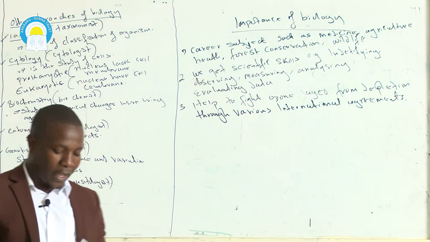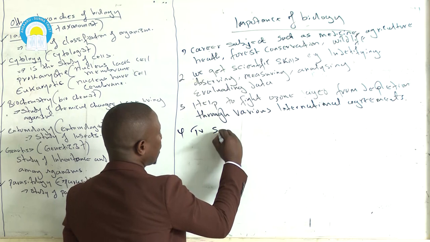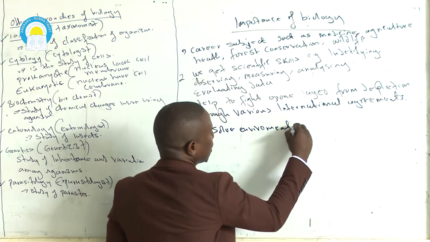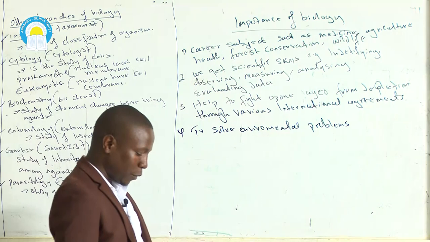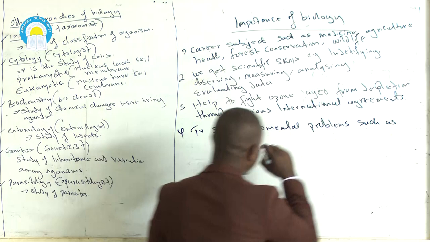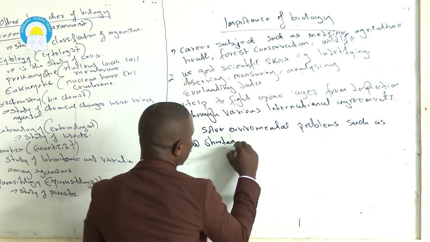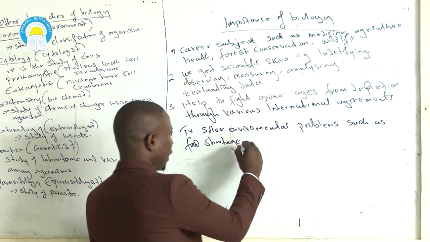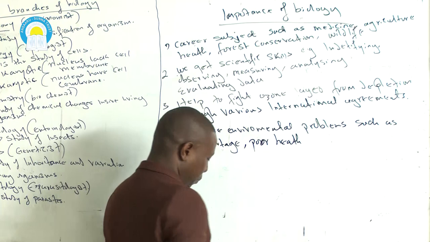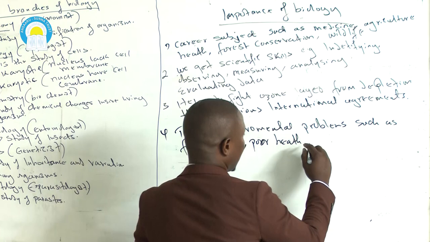Helps in solving environmental problems. Number four, helps to solve environmental problems such as food shortage, poor health, and also how to conserve the environment, e.g. pollution.